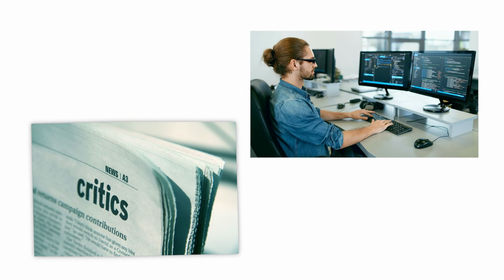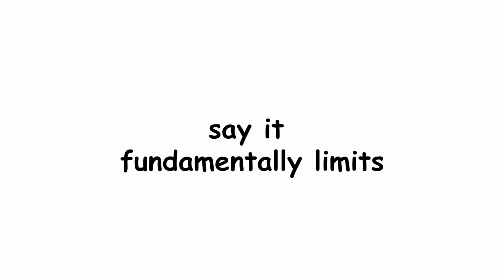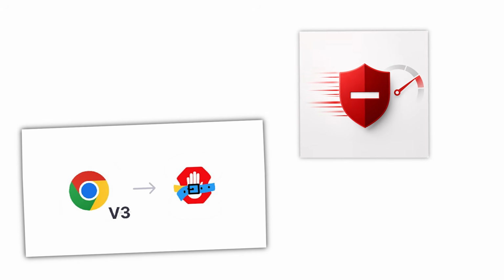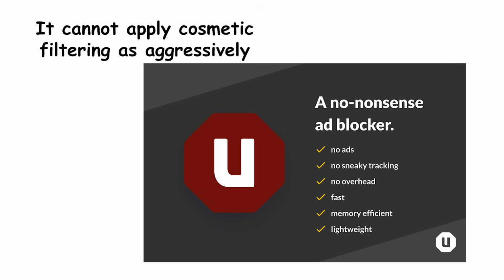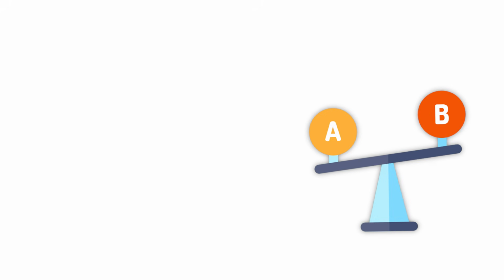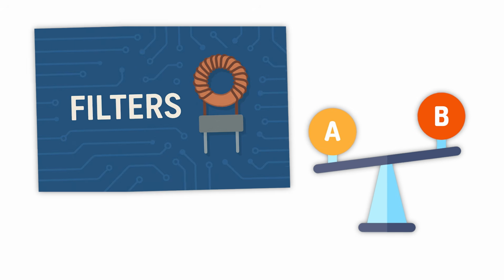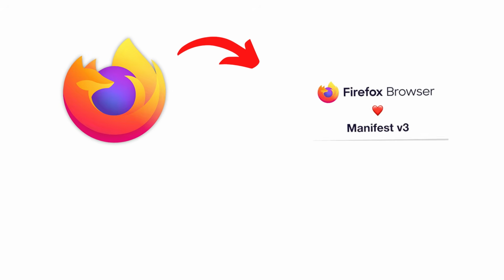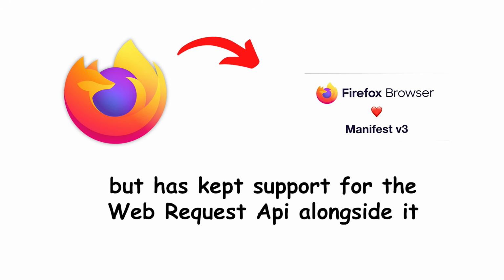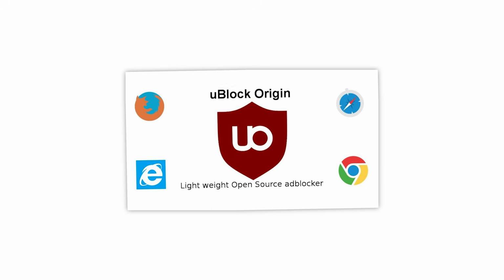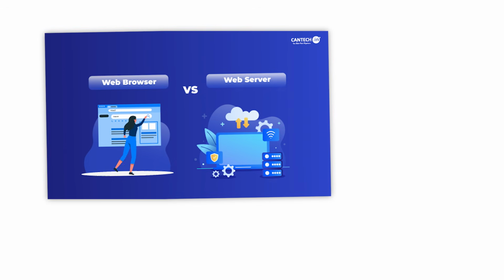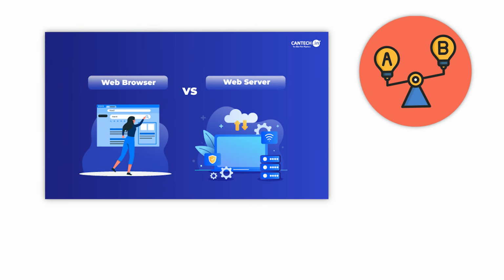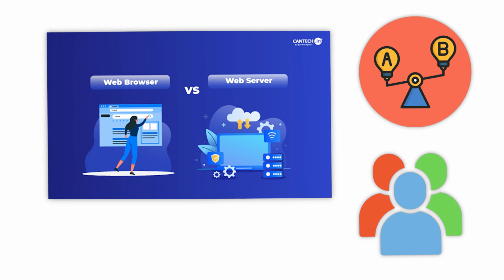Critics, including the developer of uBlock Origin, say it fundamentally limits what ad blockers can do. uBlock Origin Lite is the Manifest v3 compatible version. It works, but it is less capable than the original. It cannot apply cosmetic filtering as aggressively, and its rule limit means it cannot match the full filter lists of the original. Firefox supports Manifest v3, but has kept support for the Web Request API alongside it. This means uBlock Origin continues to work at full capability on Firefox. This is a practical, measurable difference between the two platforms that affects millions of users who rely on ad blocking.